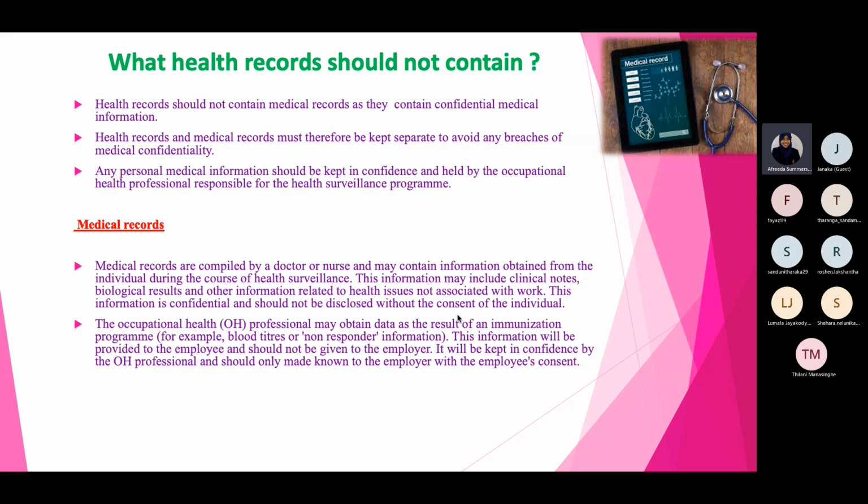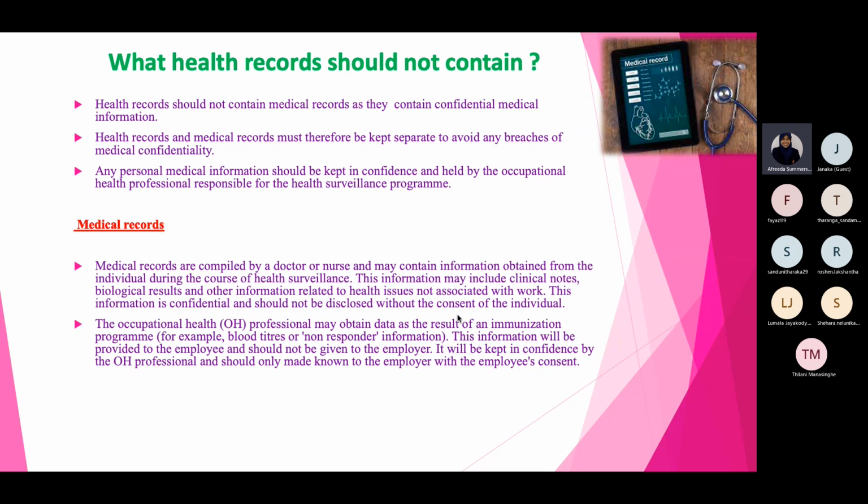The occupational health professional may obtain data as a result of an immunization program. So, for example, blood titers or non-responding information. This information will be provided to the employee and should not be given to the employer. It will be kept in confidence by the OH professional and should only be made known to the employer with the employee's consent. See, this is a very important paragraph.